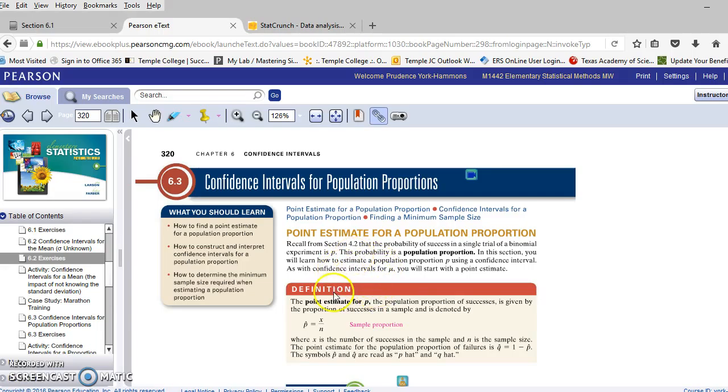So the definition of a point estimate for p, the population proportion, so it's important to note that the small p in this case is the population proportion of successes, is given by the proportion of successes in a sample and is denoted by p hat equal x over n, where x is the number of successes in the sample and n is the sample size. So x is the number of successes and n is the sample size.